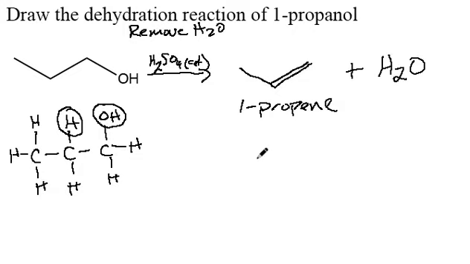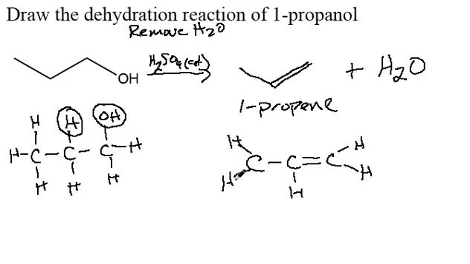The structural formula of the product will look like this. So every carbon has 4 bonds around it. 1, 2, 3, 4, 1, 2, 3, 4, and 1, 2, 3, 4. So the dehydration of an alcohol makes an alkene. In this case, this alcohol is a primary alcohol. And in that case, we get an alkene with the alkene at the end of the molecule.